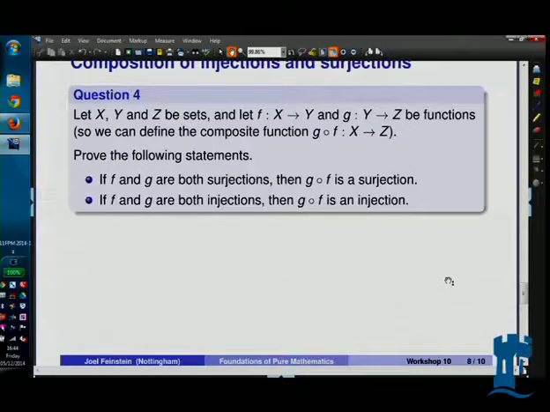I think I'll just do this one for you. So this is, if you compose surjections, you get a surjection. If you compose injections, then you get an injection. So let's call this one 1 and this one 2. Proof of 1.